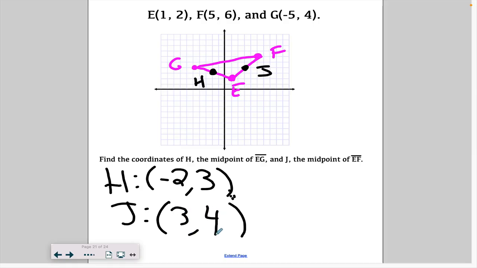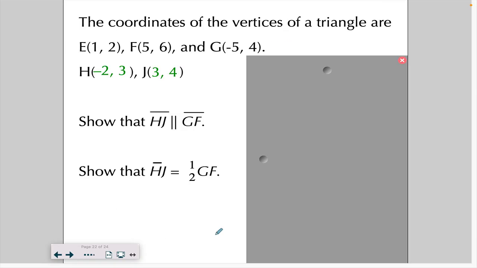How do the coordinates of the midpoints look right here? I got H to be (-2, 3), and I got J to be (3, 4). Now you can't just draw it in and put the markings in. That's not showing anything.